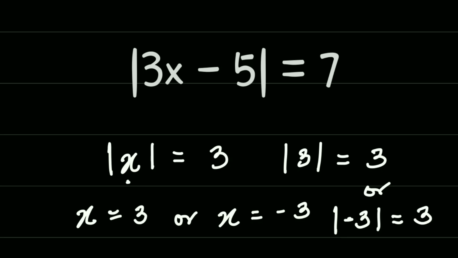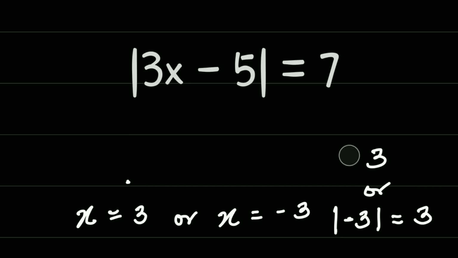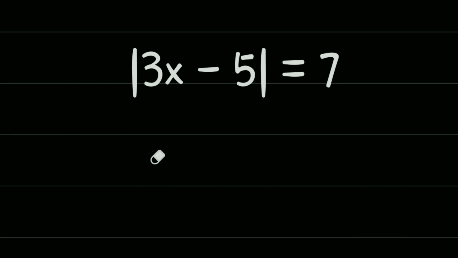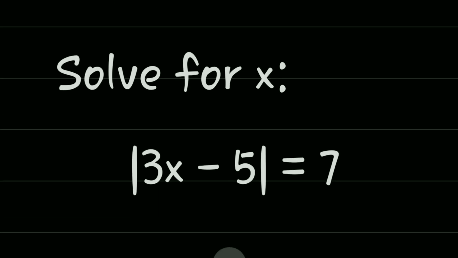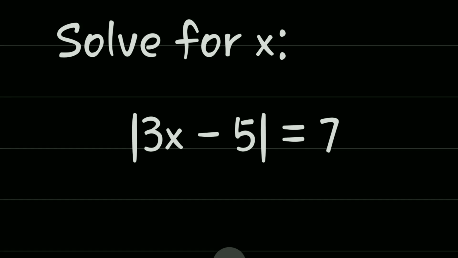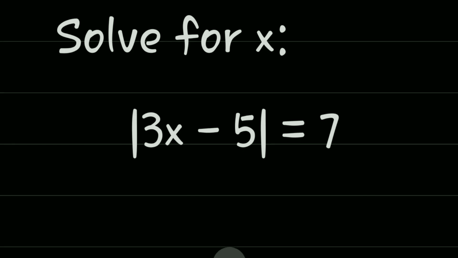So the lesson here is, when you are given the absolute value of an unknown to be a given value, then that given value could either be a positive value or a negative value. So now let's get back to this problem. We want to solve this. The question is, solve for x, given that the absolute value of 3x minus 5 is equal to 7.